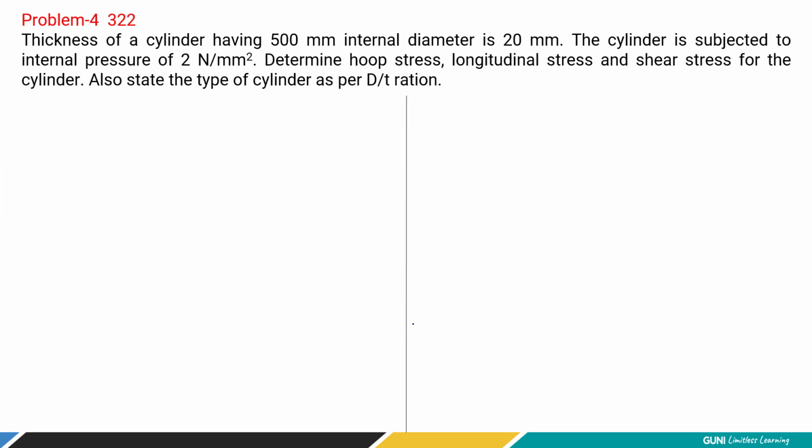Now let's solve another problem. The thickness of a cylinder having 500 millimeter internal diameter is 20 millimeter. So internal diameter D is given, which is 500, and the shell thickness is given as 20 millimeter. The cylinder is subjected to an internal pressure P of 2 megapascal. Determine the hoop stress.